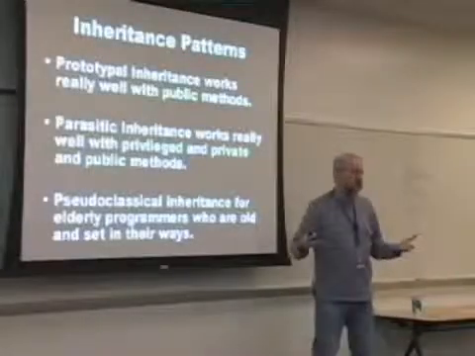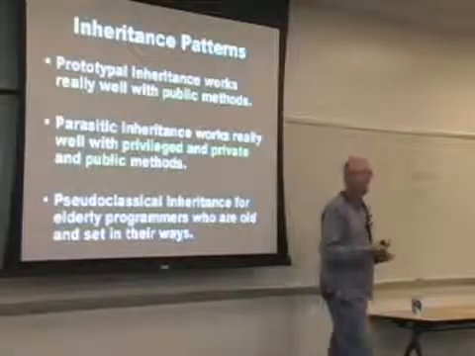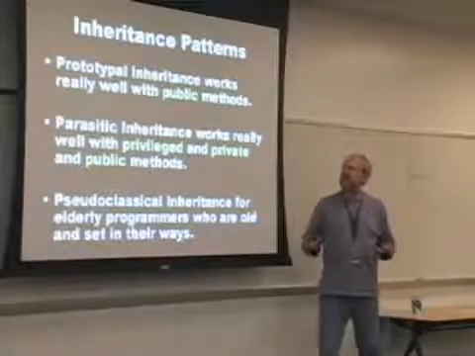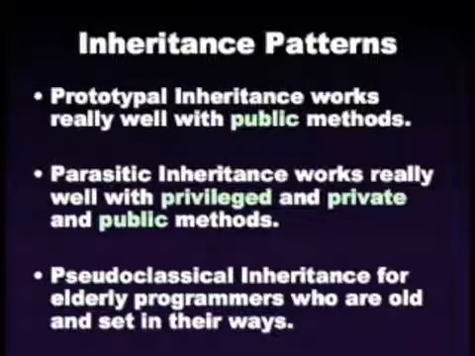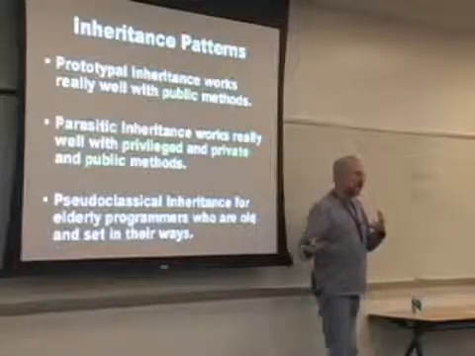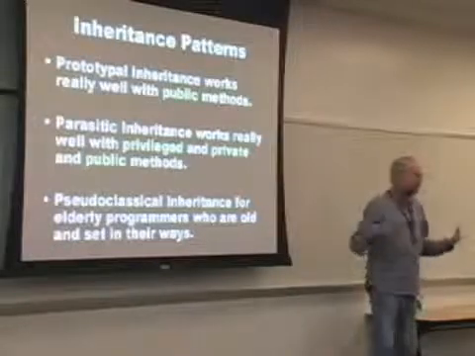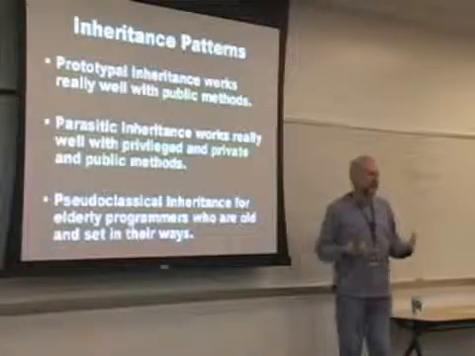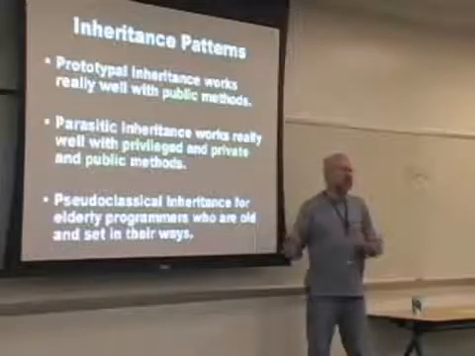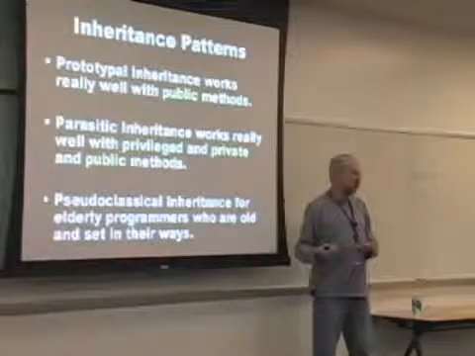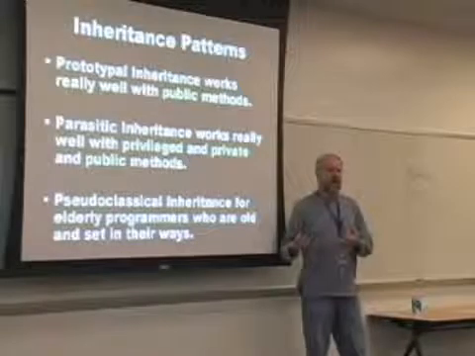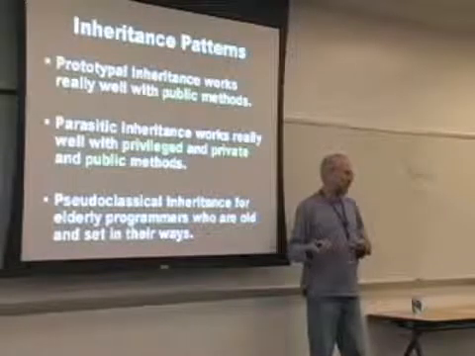So these are just a few of the inheritance patterns that are available to us in JavaScript. We've got prototypal inheritance, which works really well with public methods. We've got parasitic inheritance, which works really well with privileged methods and with public methods and private methods. And then we got pseudo-classical inheritance for the elderly. And we can take all of these and mix them together. So it's an amazingly expressive language. We've got many more patterns of code reuse than we have with virtually any other language. And we've got support for more sorts of programming styles than in any other language.